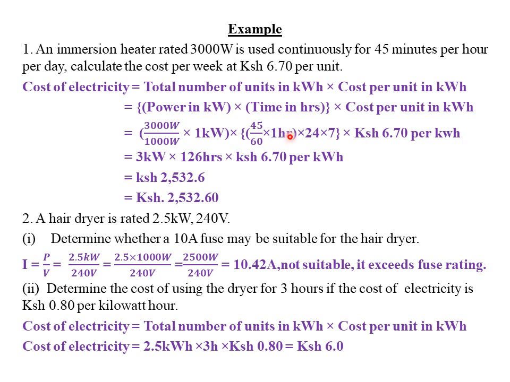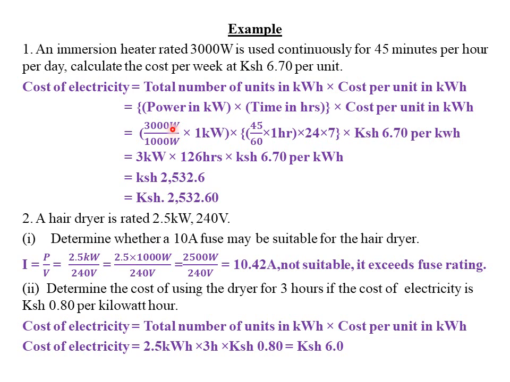So this is the cost. Then, of course, 1 day has 24 hours. So this is the cost in 1 day. Then to find the cost in 1 week, we take the cost per day multiplied by the number of days within a week, which are the 7 days in a given week. From there, we are going to multiply by the cost per unit in kilowatt hour. The cost per unit is always expressed in kilowatt hour. We are given that the cost per unit is Kenya shillings 6.70 per kilowatt hour.